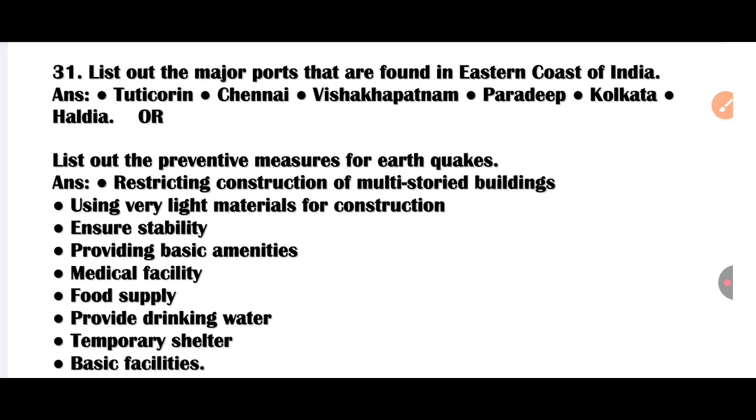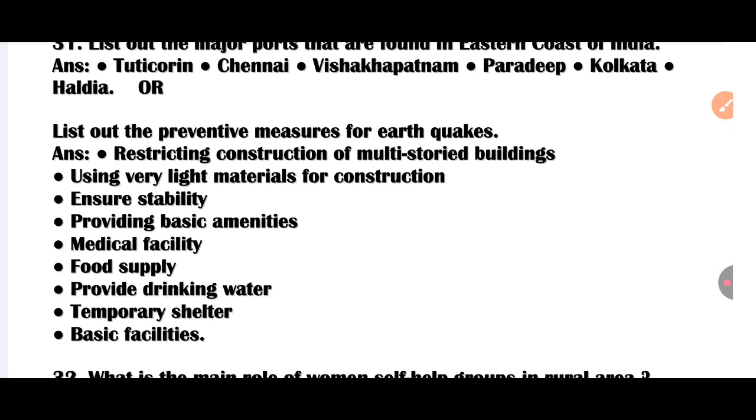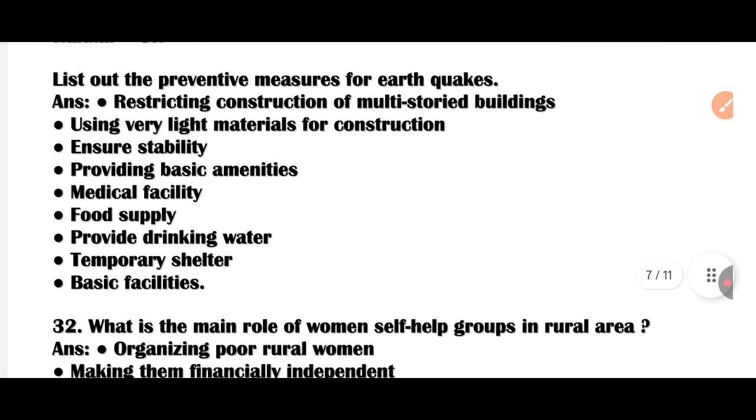Next question. List out the major ports that are found in the eastern coast of India. Tuticorin, Chennai, Vishakhapatnam, Paradeep, Kolkata, Haldia.